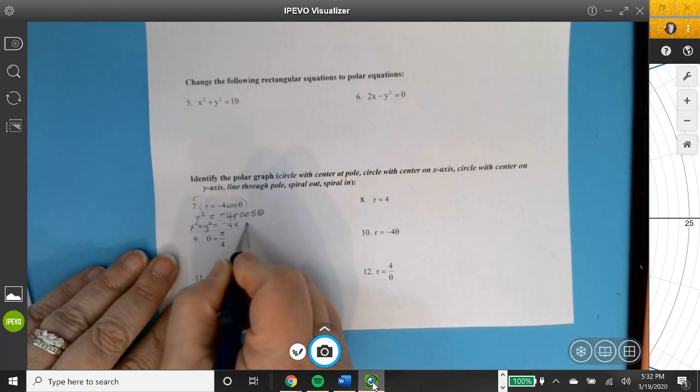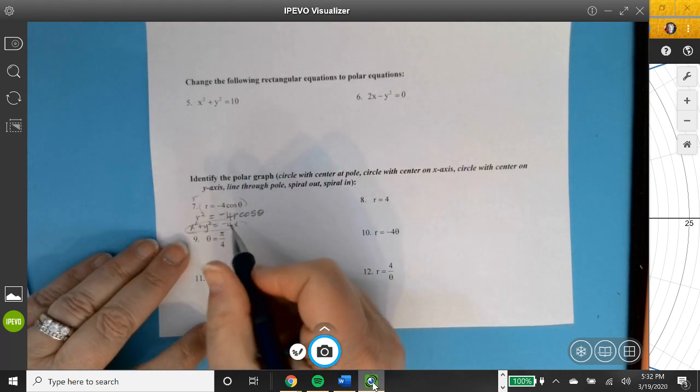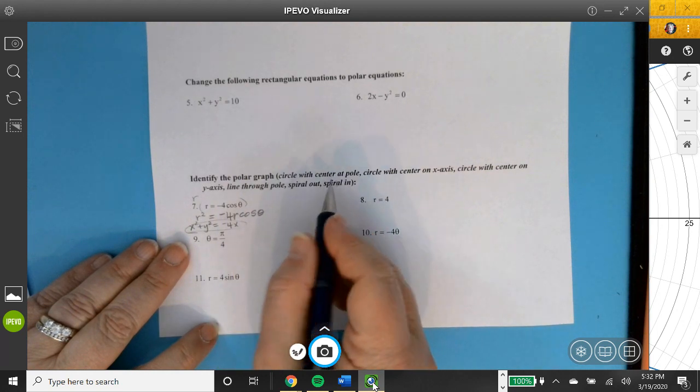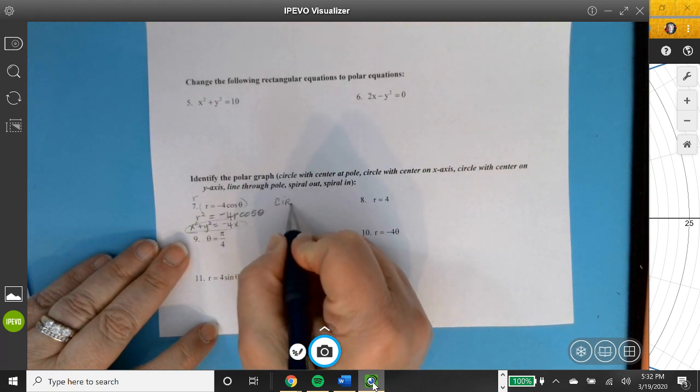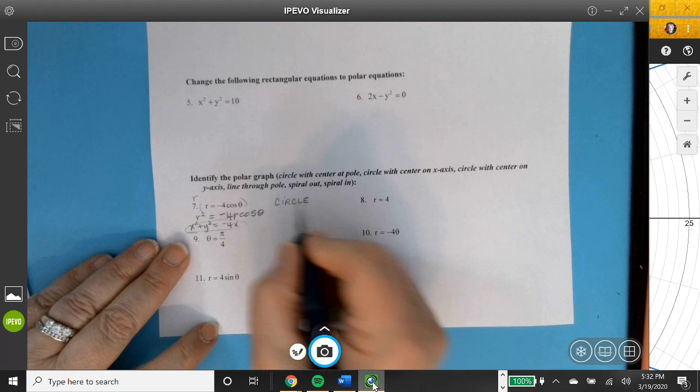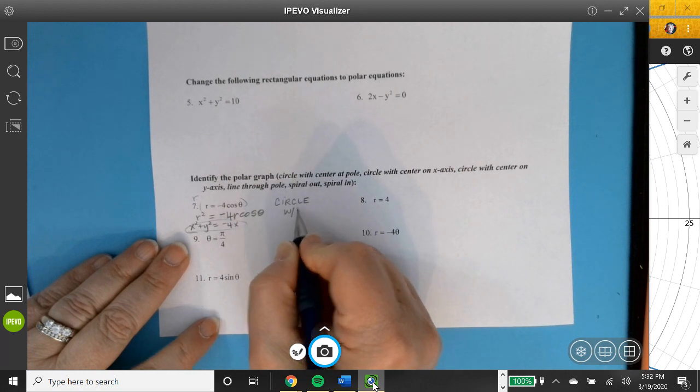Okay, so right here, I know this is a circle, and the shift is going to be in the x direction. So this is a circle with the center on the x-axis.